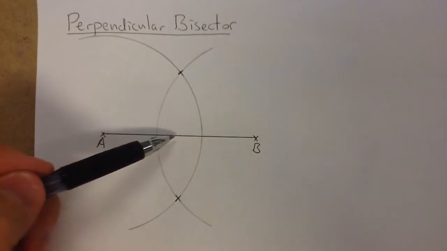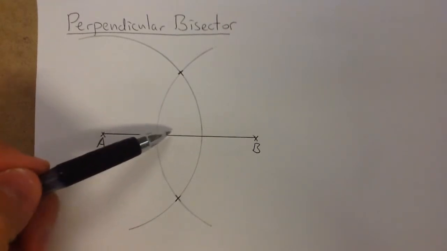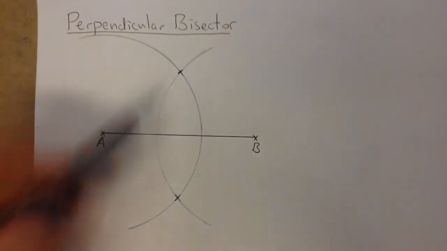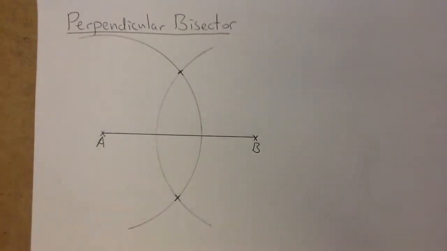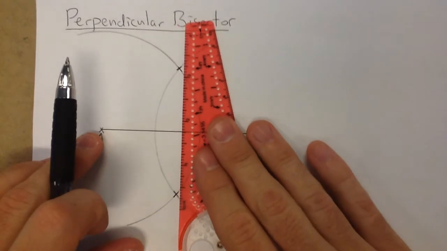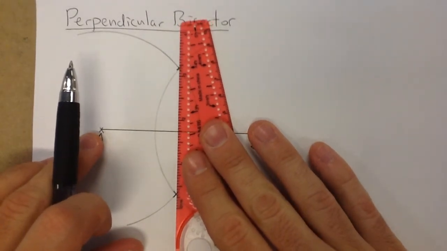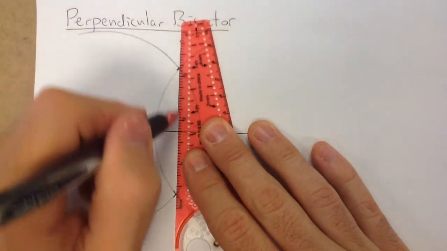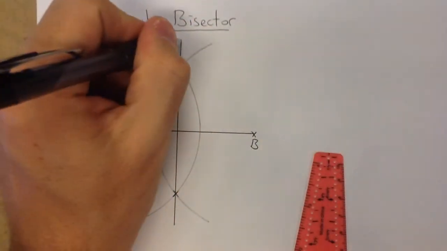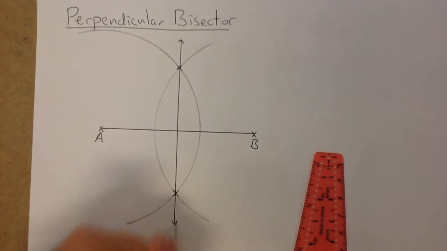That's what we want. Now if it was really close to the center or they didn't meet, you have to make it bigger to make sure they do overlap. And if it's definitely more than half, they're going to clearly intersect off of the line. So now I line up those two points. A line through them gives me our perpendicular bisector.